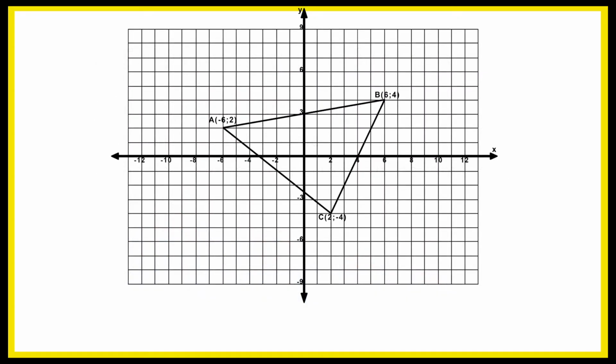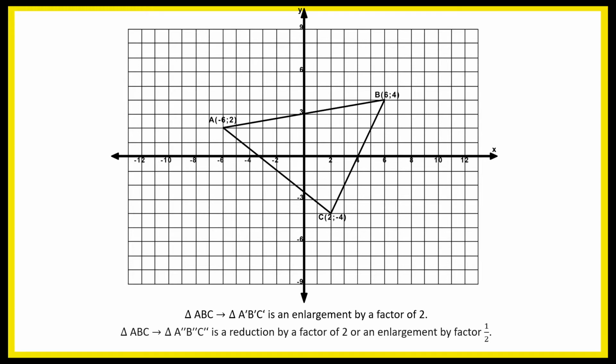If you have something like this, so have a look at the example, and they ask you to enlarge the shape by a factor of 2, it basically means that you need to multiply all the coordinates by 2, and then you need to replot the shape. Okay, they might also ask you to reduce it. So if they say reduced by a factor of 2, it means that you divide everything by 2. If it's an enlargement of a factor of half, then you times everything by half. So reduction by a factor of 2 and enlargement by a factor of half is the same thing.